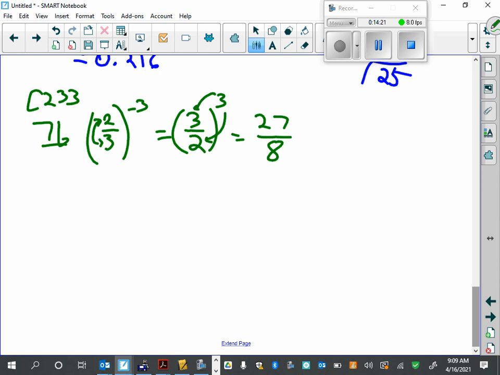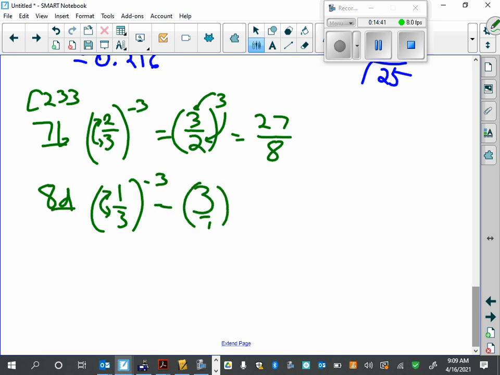7b, 8d, 1/3 to the -3rd, that's kind of the same thing. This one. Okay, -3, I should say. So this one you flip again, you get 3 over 1, which is just 3. I'm not going to put the over 1. And then you cube it, which is 27 over 1, which is just 27.